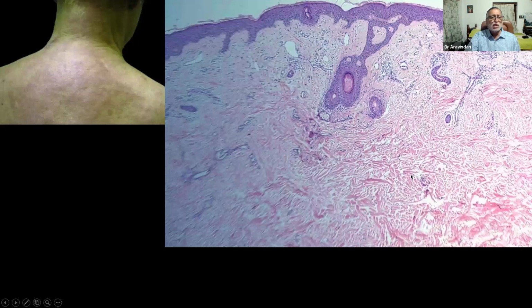This is another fibrosing lesion, a very classical appearance on the neck and upper back. You can get thickened skin. If you look closely, you find a lot of fibrotic skin with spaces in between the thick collagen fibers, and mucin may be present sometimes. This is the typical appearance of what is called scleredema.